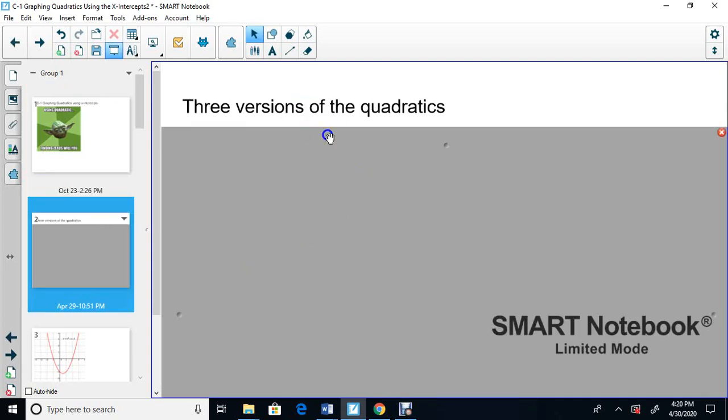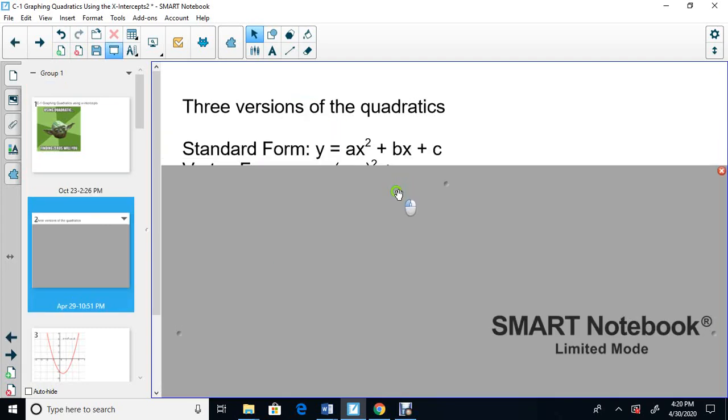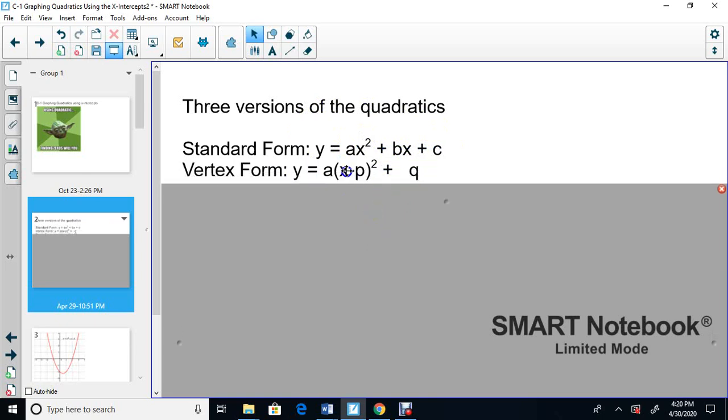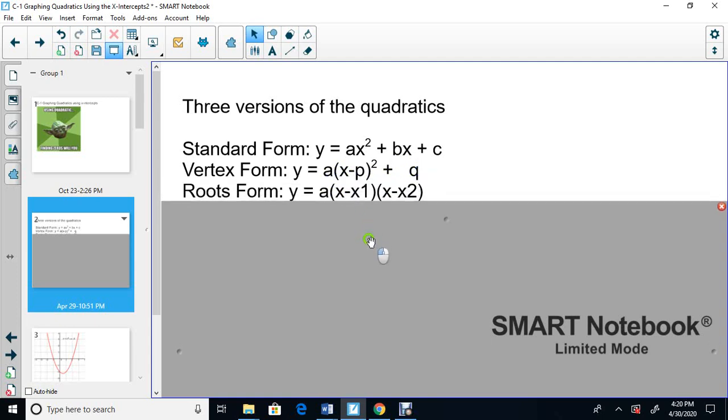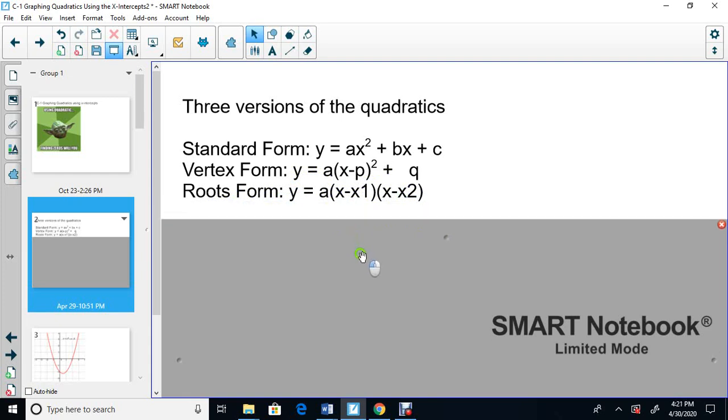Okay, there are three versions of the quadratics. There's standard form, which is y equals ax squared plus bx plus c, and we looked at this already. There's vertex form, which is y equals a(x minus p) squared plus q, where (p, q) is the vertex, and a is the step pattern. A in all these is the same, it's the step pattern. Now we're going to look at a new one called roots form, which is y equals a(x minus x1)(x minus x2). So we're going to find the roots, and we're going to look at roots form.